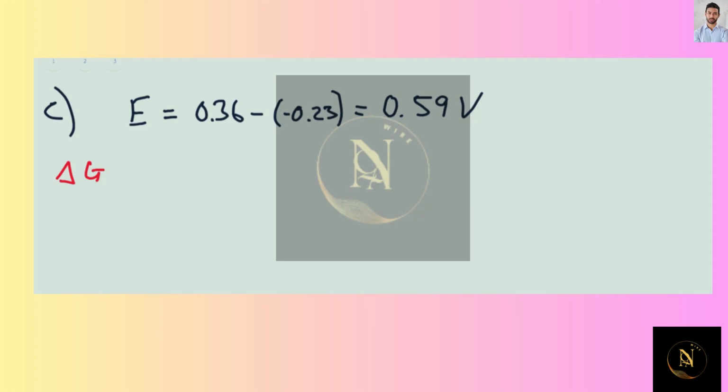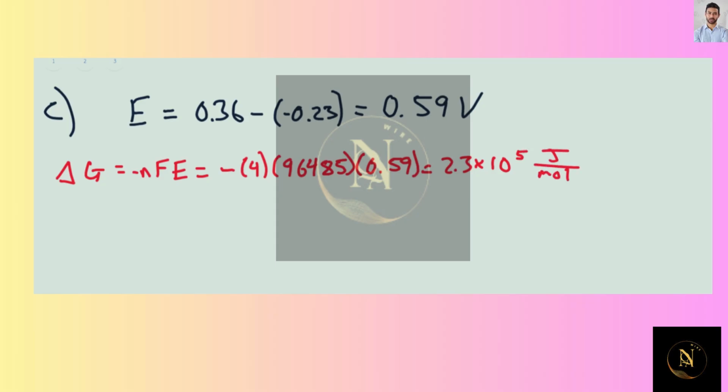Delta G we calculate in the same way as we have done previously. So in this reaction, we're having 4 electrons transferred based on the stoichiometry. And when we do this multiplication, we get a value of 2.3 times 10 to the 5th joules per mole. And using this, we can calculate K, as we've done previously.